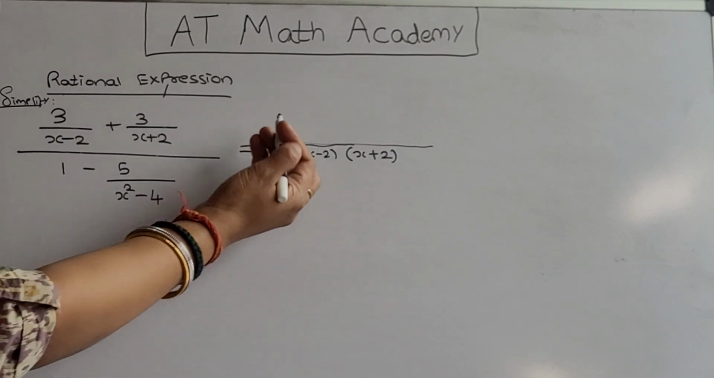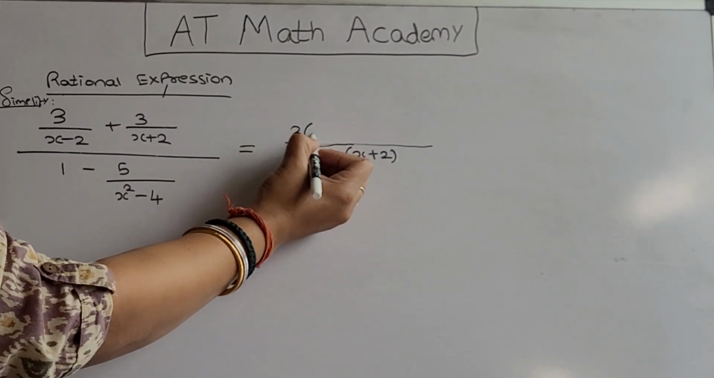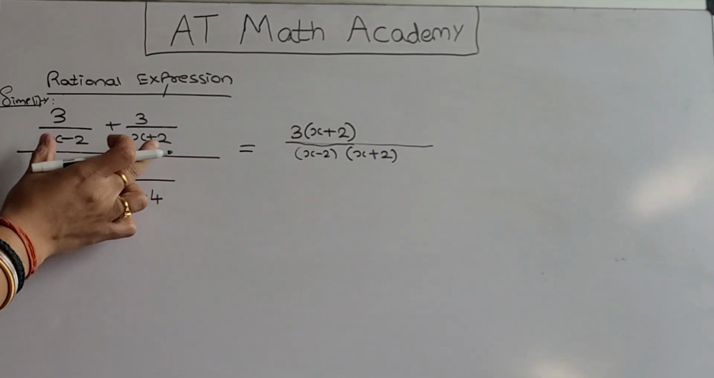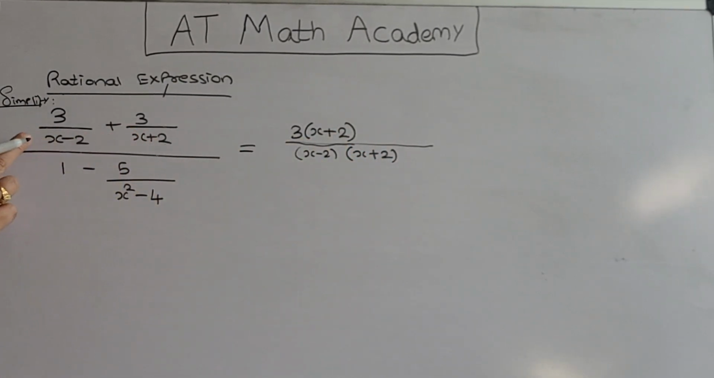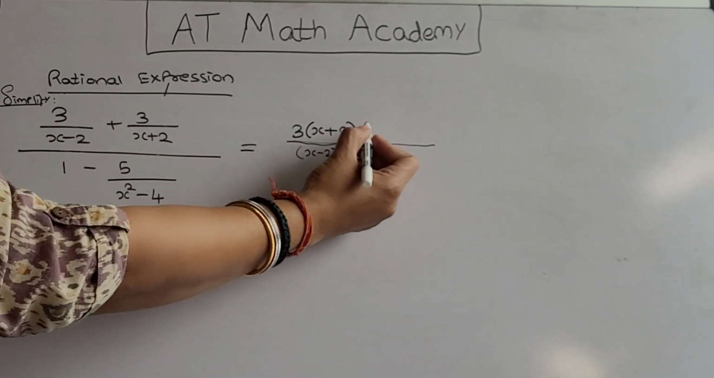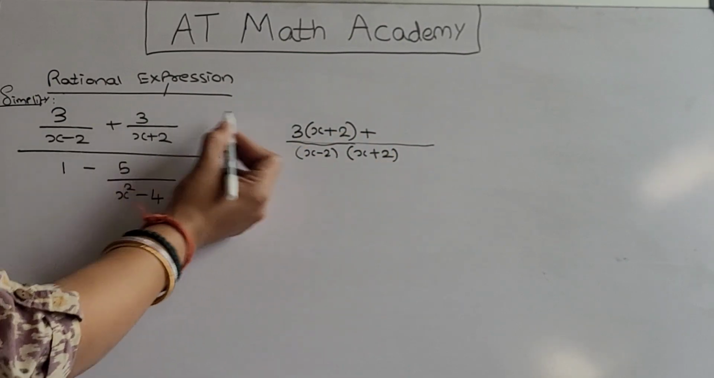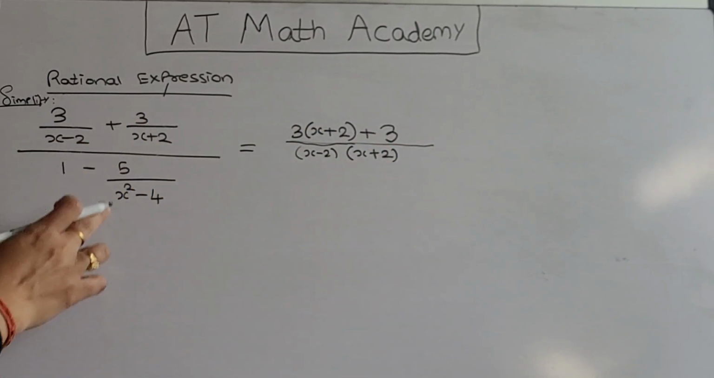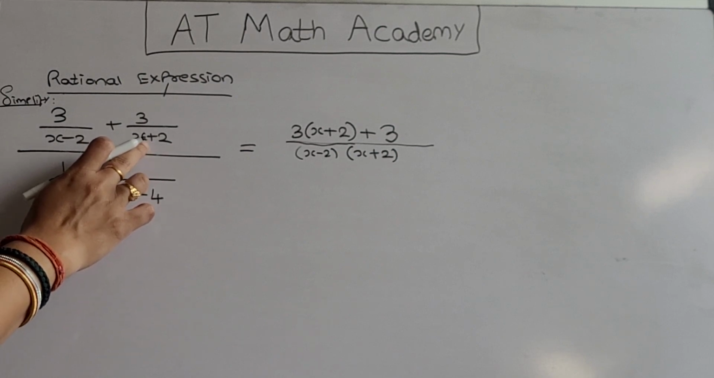I am taking my numerator 3 and multiplying it with the missing term in the common denominator, which is x plus 2. So the numerator becomes 3 into x plus 2. And I have my addition sign here, and I have the constant 3, and for the variable part, I have x plus 2.